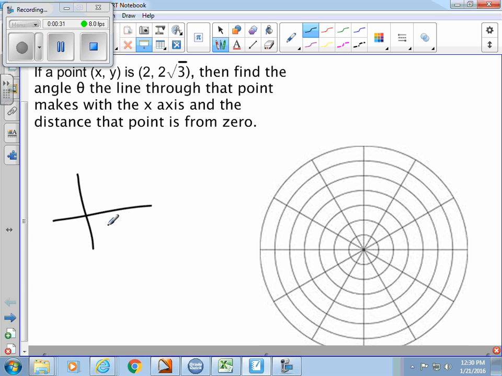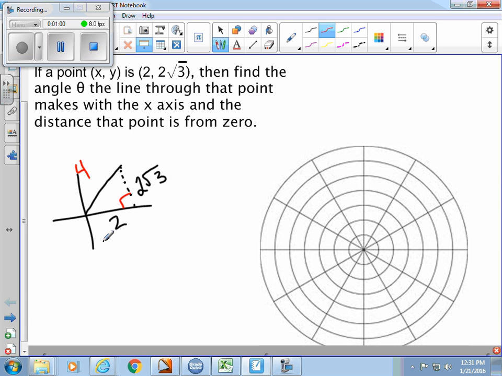then on the x-axis I'm 2 units out, on the y-axis I'm 2 radical 3 units up. So the question was, how far away from the origin am I? How do you get that? You can recognize it as a 30, 60, 90, or you could do the Pythagorean Theorem. Either way works. Great.